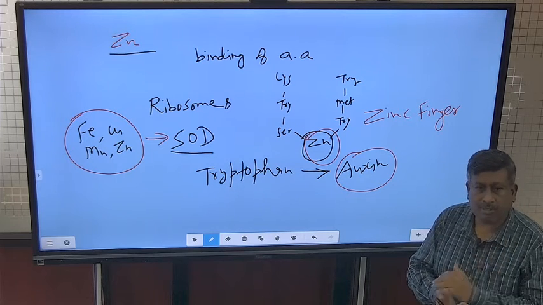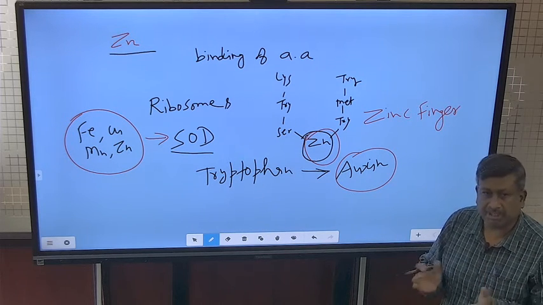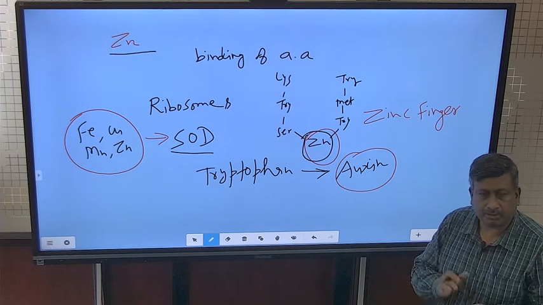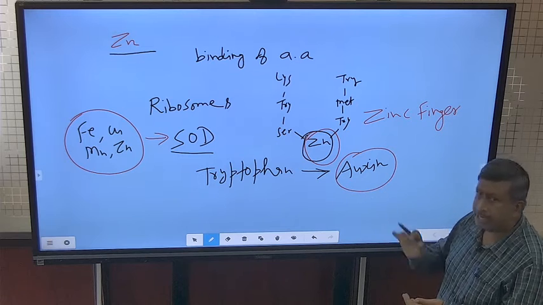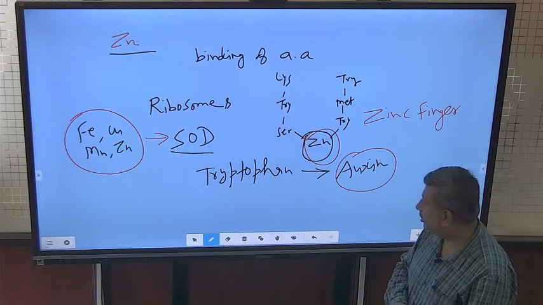So internode length remains short. So this is the reason that zinc deficiency leads to shorter internode and shorter plant height. So this is a very important role of zinc.